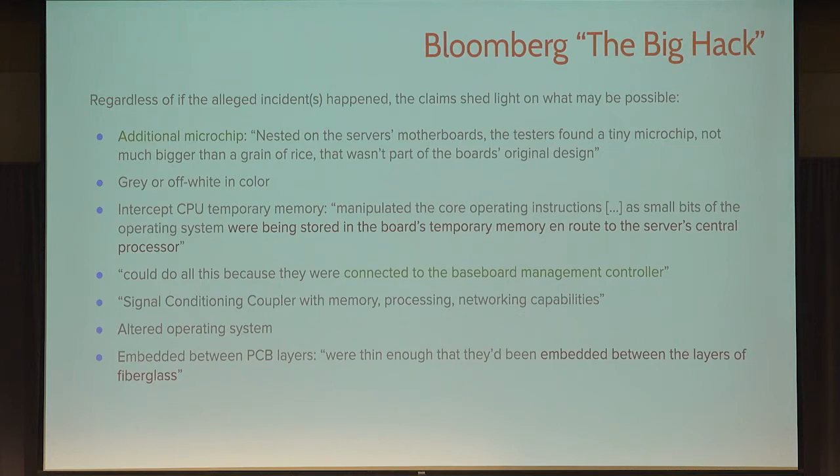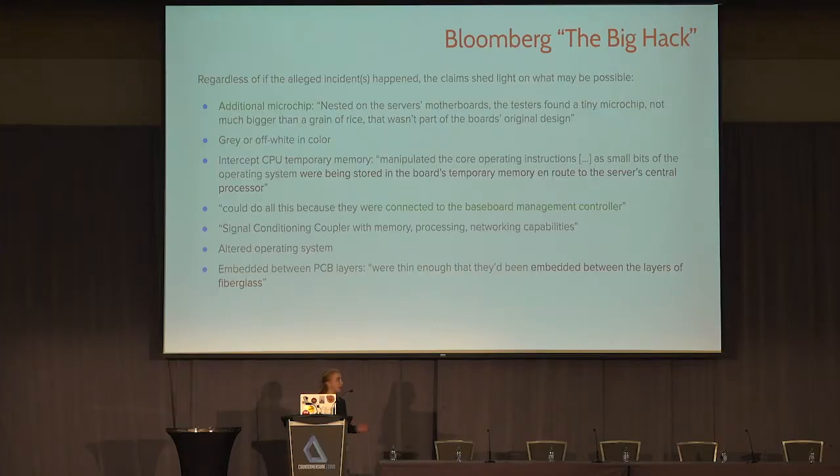Okay. All right, so the big hack, right? What was it? It was an additional microchip on the motherboard, not much bigger than a grain of rice, and it deviated completely from the original design. So if you knew what that board should look like, it should be different. It was gray or off-white in color, and the idea was that it intercepted the CPU's temporary memory and was able to read that off and send that over the network through the chip. They could do this because it was connected to the baseboard management controller, which is the part of the board you would want to connect to if you wanted to get data off of it.